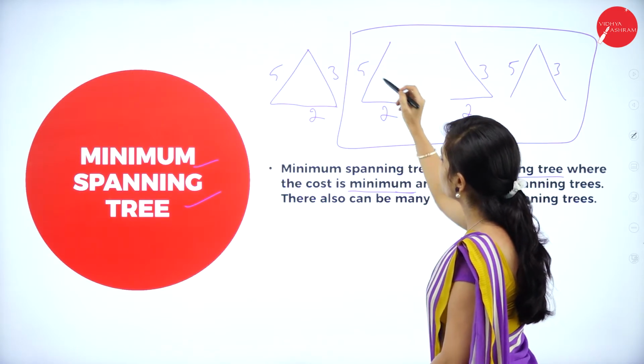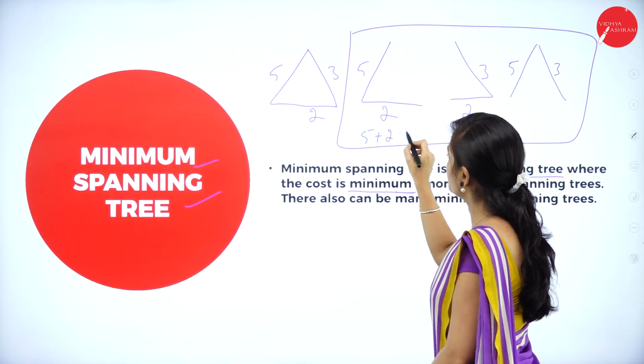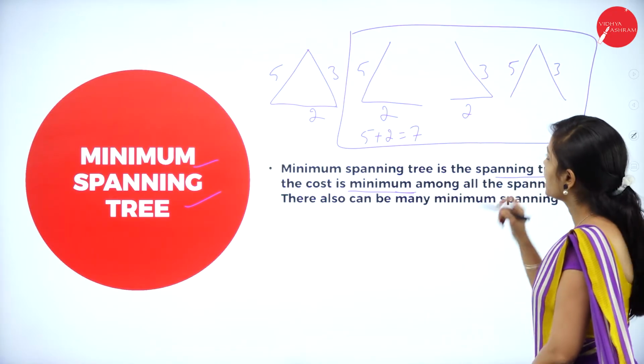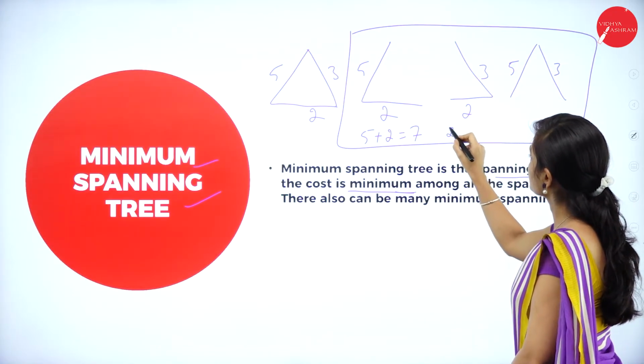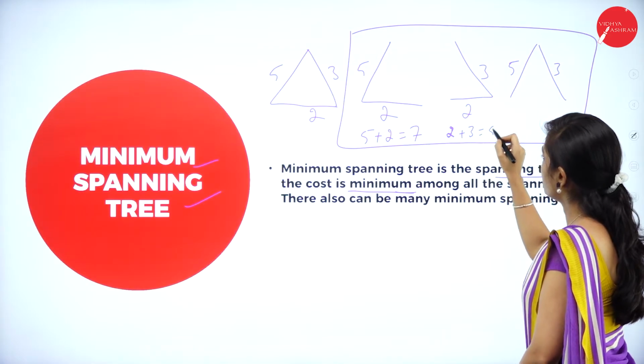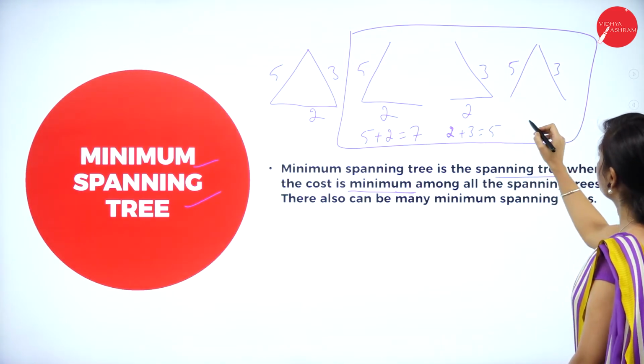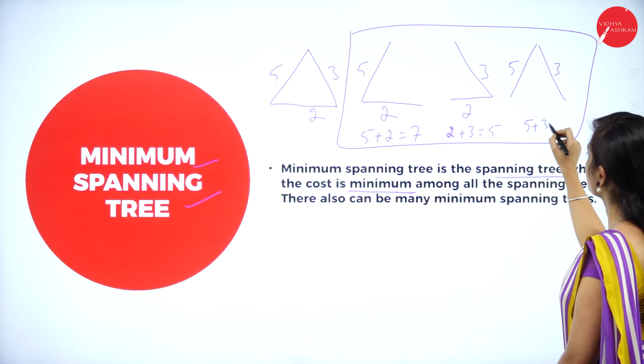Now add these two values. 5 plus 2 is equal to 7. And 2 plus 3 is 5. And 5 plus 3 is 8.